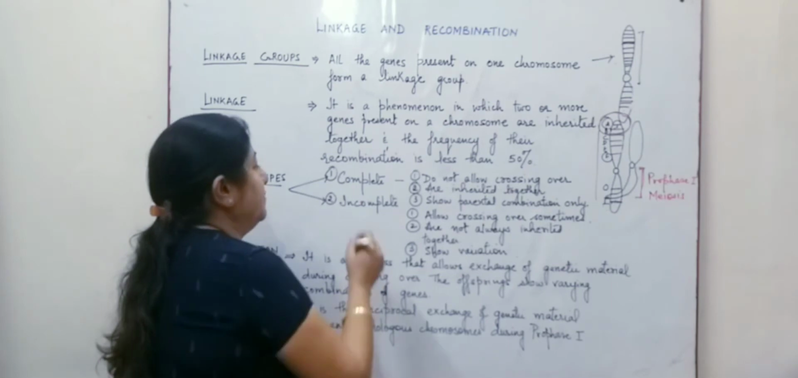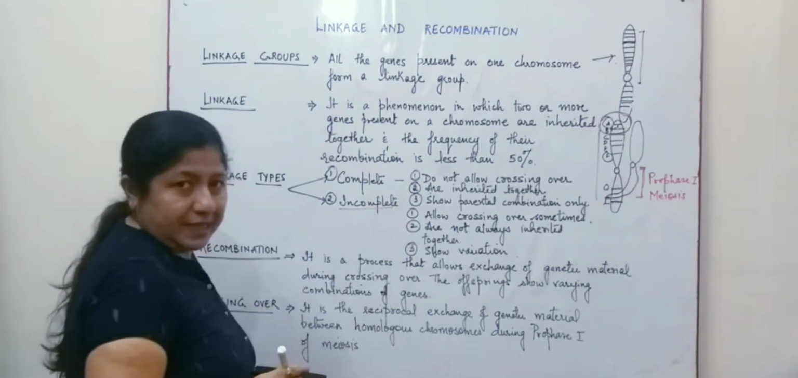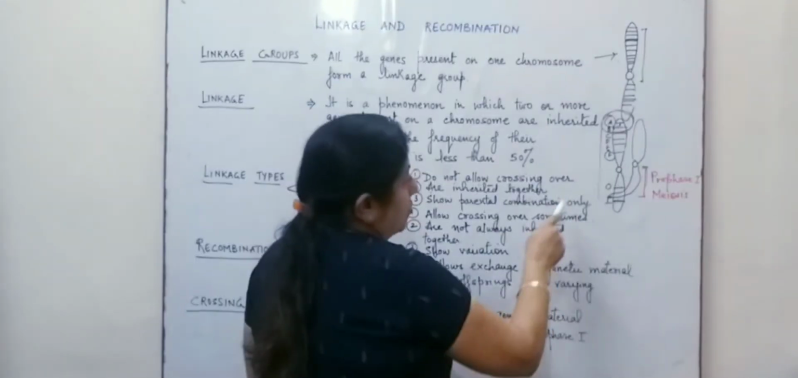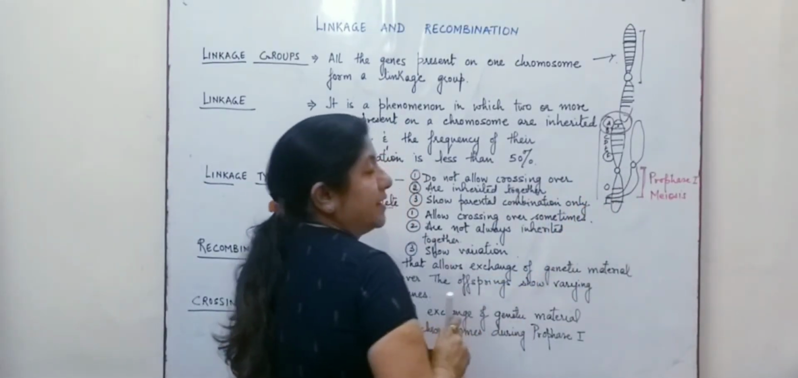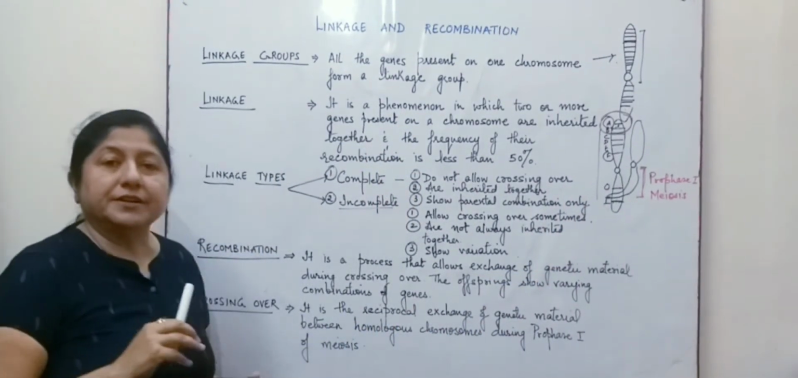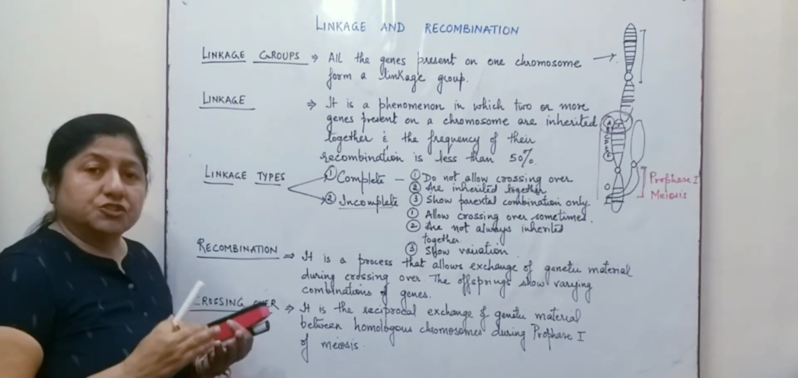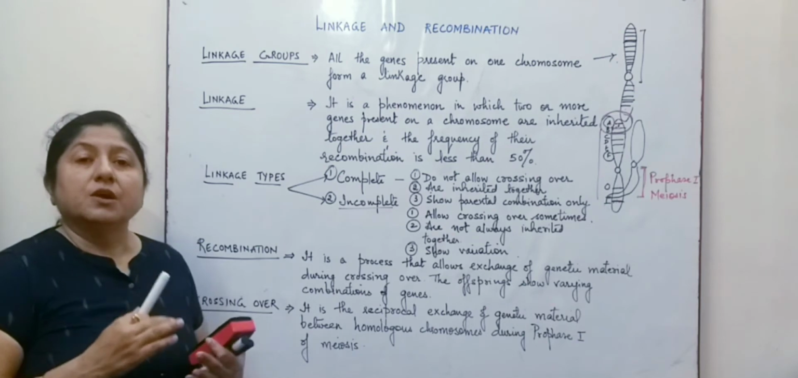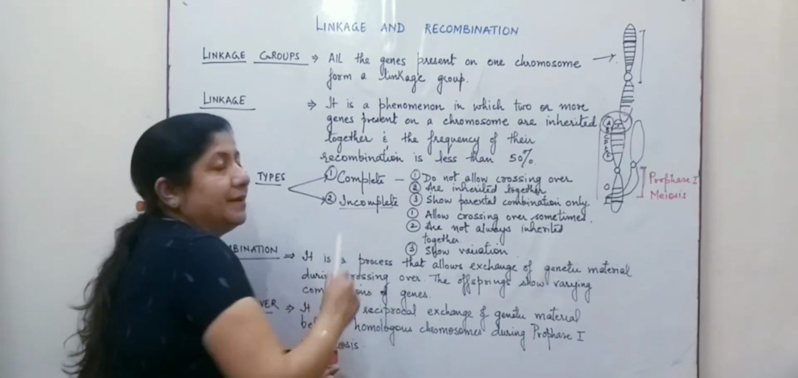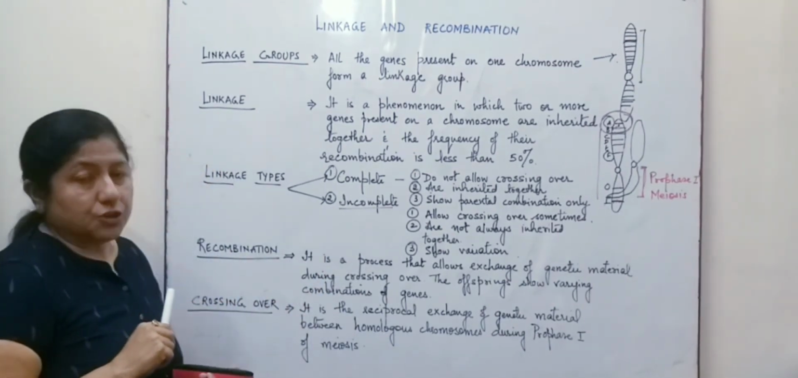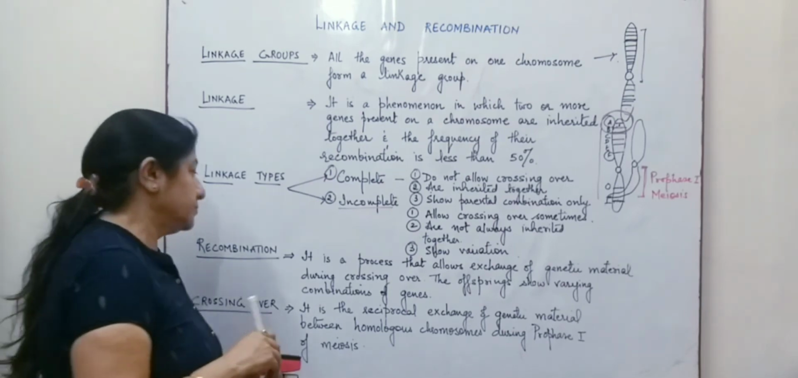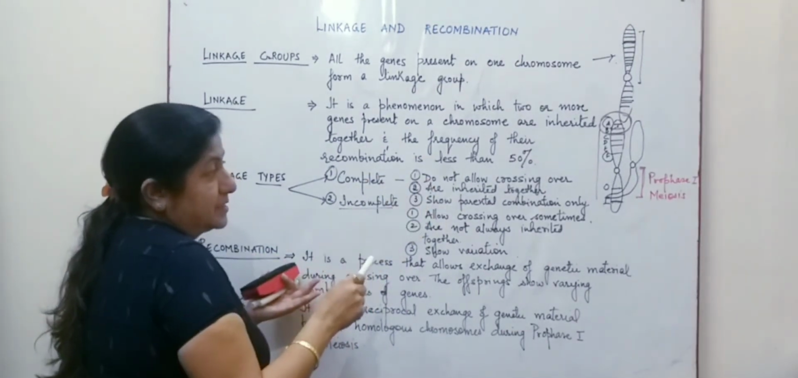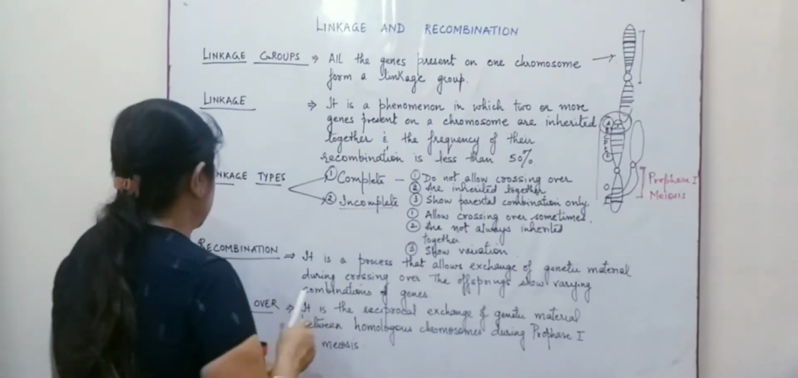On the other hand, we have incomplete linkage, in which it allows recombination or crossing over, and they are not necessarily inherited together always. The genes show variation. As a result, the offspring which will be formed due to incomplete linkage will show a certain extent of variation. Now, all this depends upon the position of the genes.